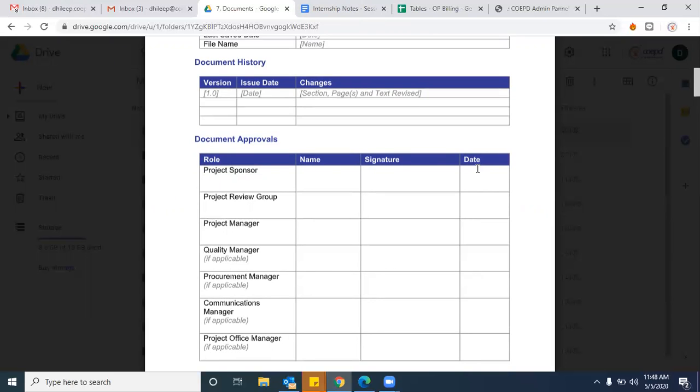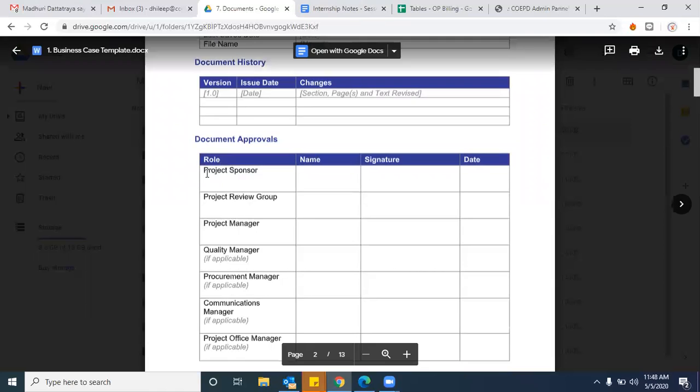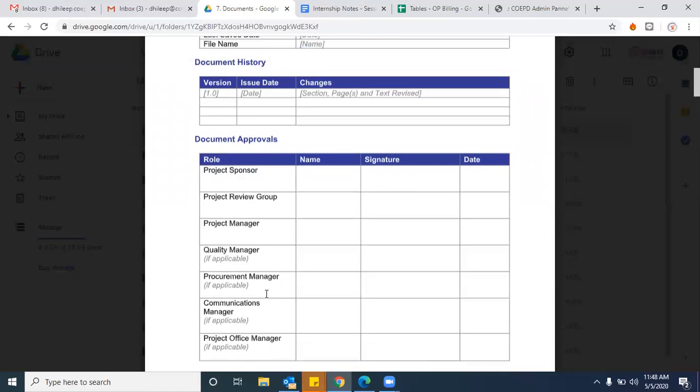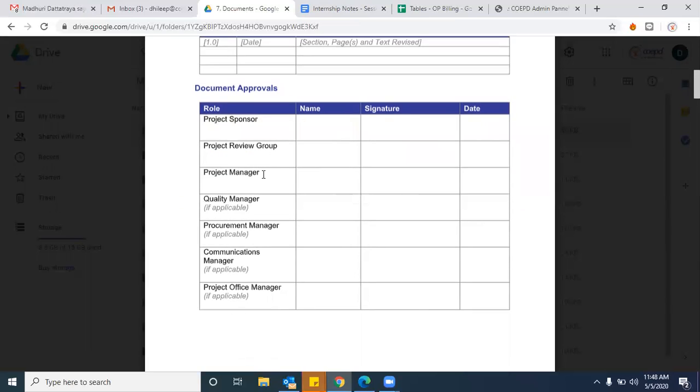Simple. Okay, so these particular roles are not defined in this particular document. It depends on your company. In this document, this company mentioned the project sponsor, as the majority of the people do. The project sponsor should give the approval on this business case document, and even the review group. The project manager ultimately should be in the loop whenever we are interacting with the client, right or wrong?